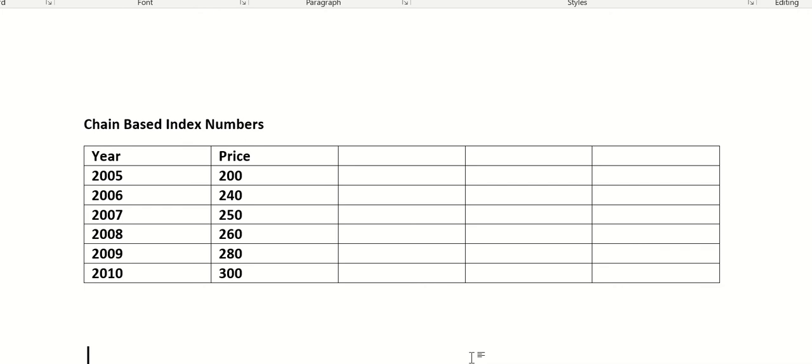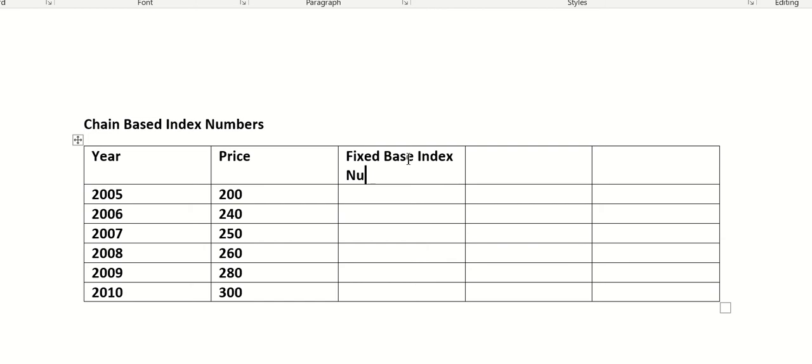So today we are doing chain-based index numbers. Here we have to calculate the index number on the basis of two factors. The first one is fixed base index and the second one is link relatives. So these two things we have to calculate first. First we need to calculate fixed base index numbers.